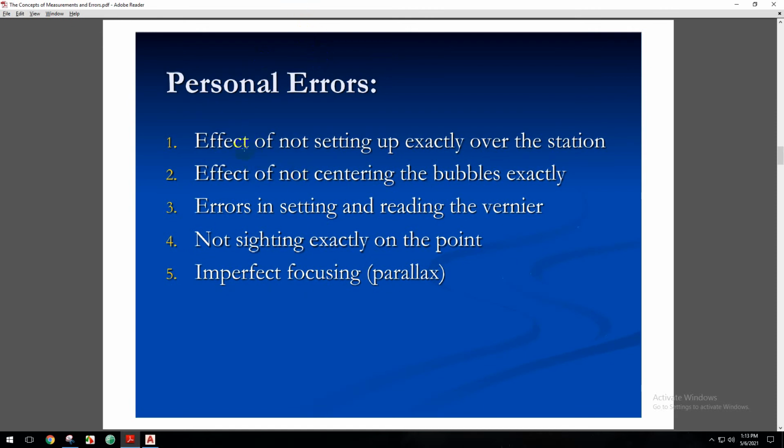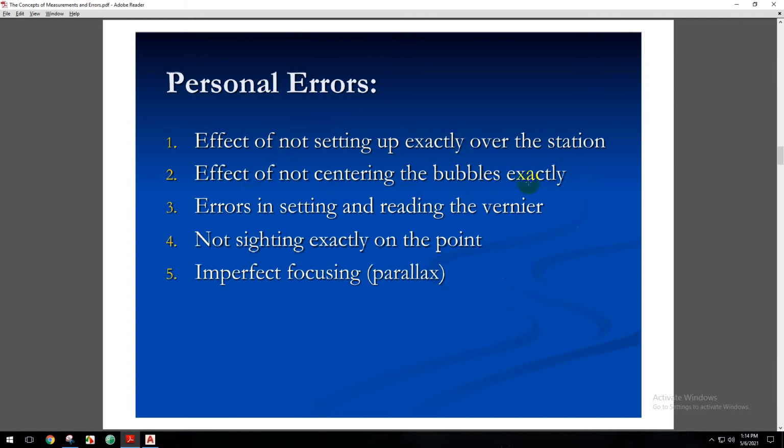Personal errors: effect of not setting up exactly over the station. So again, Surveying 1, naa man tay traverse station. Dapat i-center ang total station or ang rod and prism sa atong gihimo nga traverse station. So kung dili nimo ma-center didto, imo na na, personal error na siya. Okay?